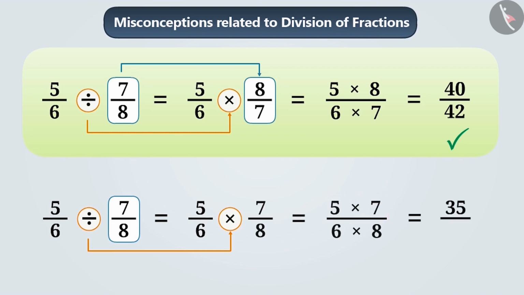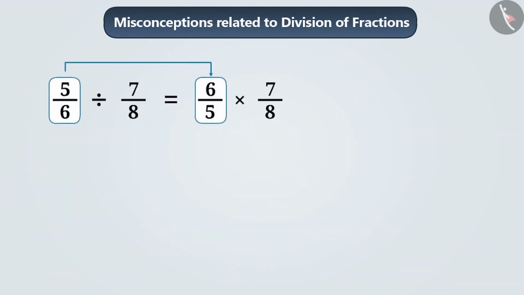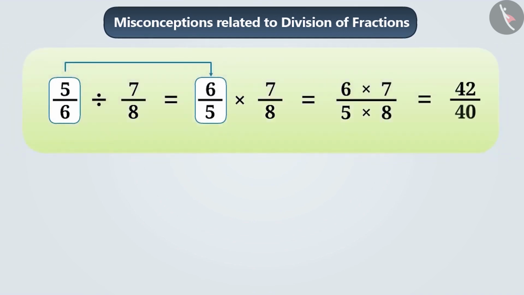If we multiply the numerators in this way, the resultant numerator will be 35 and the denominator will be 48, which is wrong. Some children take the reciprocal of the first number instead of taking the reciprocal of the second number. If they do this, they will once again get the wrong answer, 42 by 40.